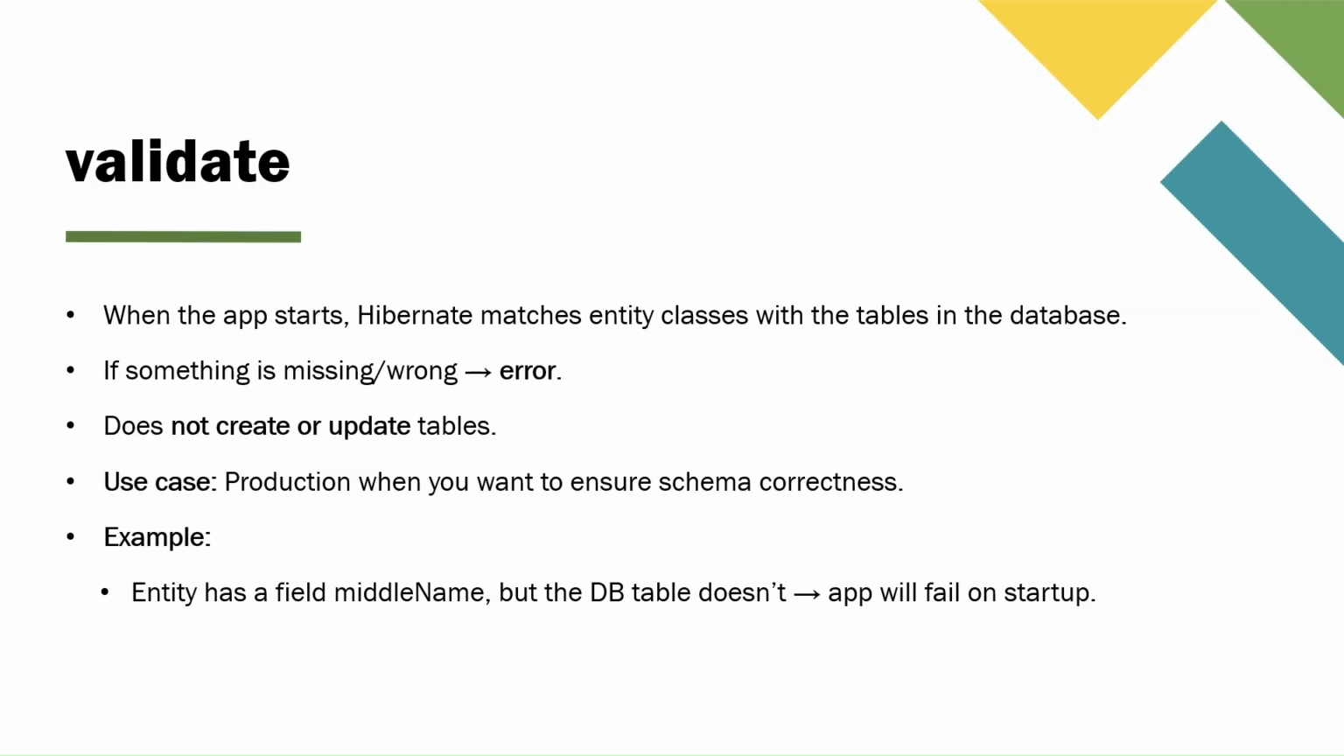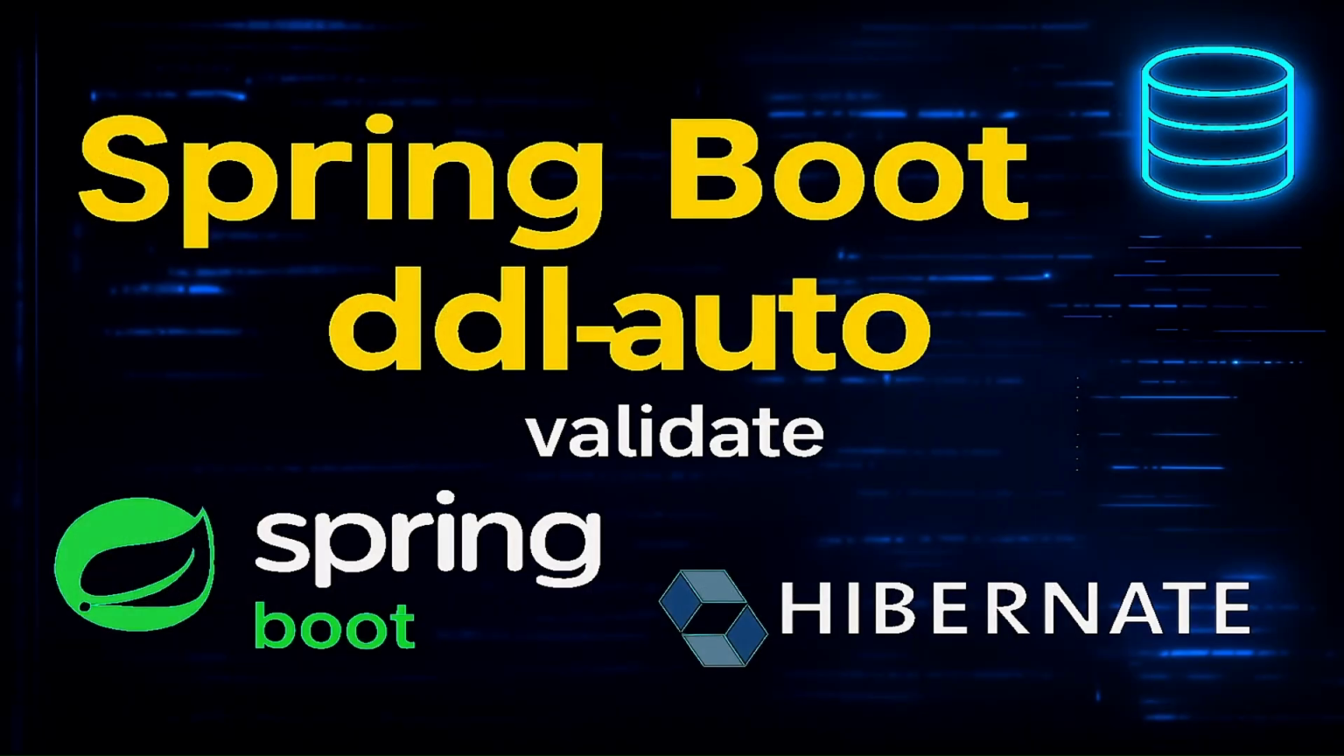Meaning, if something is available in our entity and that is not available in the database, it will throw an exception. Here is the example which we have seen. Entity has a field middle name, we just did that, but the DB table does not. It will fail on startup. That is correct, we already have seen that. So over here we have concluded the validate property as well. That is it for ddl-auto validate. We have covered this topic in depth and with example.